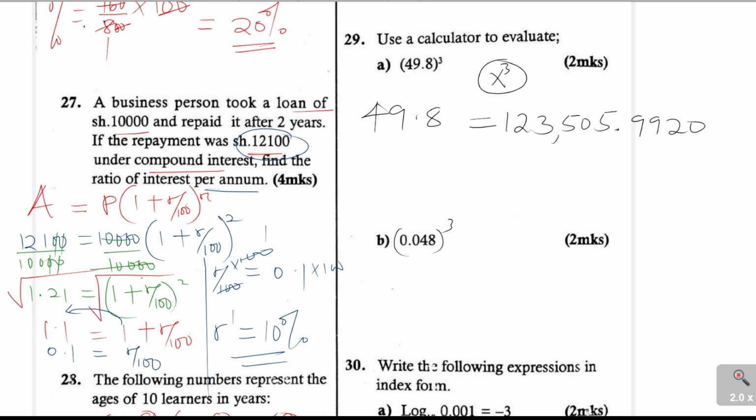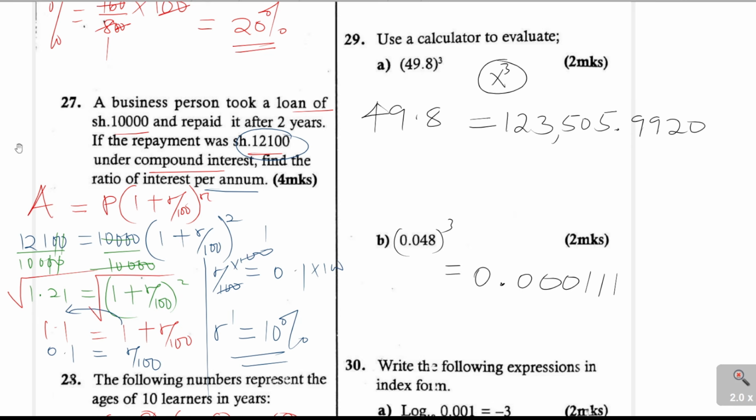So for this one, again, you simply press 0.048 and then press that button written x cubed and equals, and this will give 0.0000111.